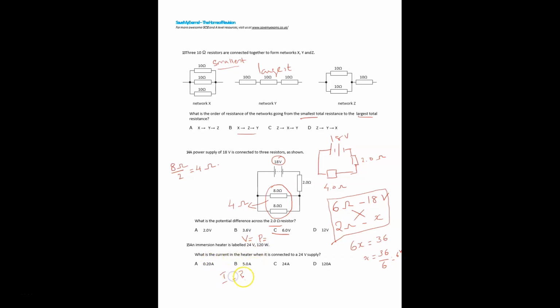So we have to find the current, right? That's what is asked: what is the current? Power, voltage, current are very important. Power is equal to voltage into current. I is equal to P over V. Okay, you can substitute all the values and find the answer.